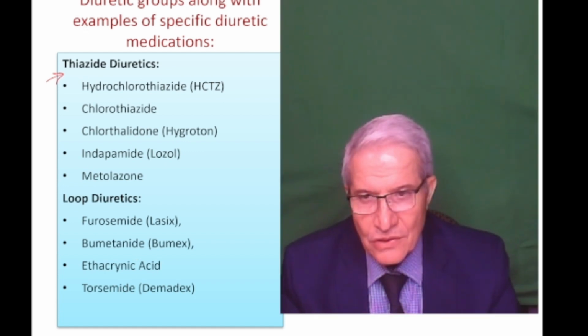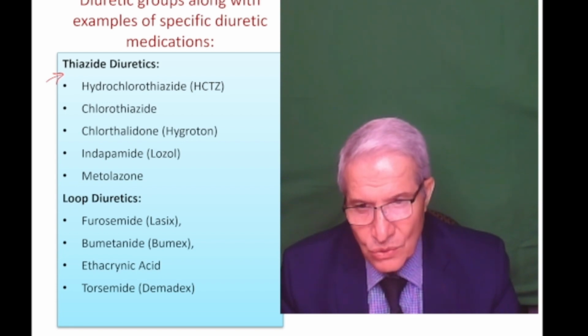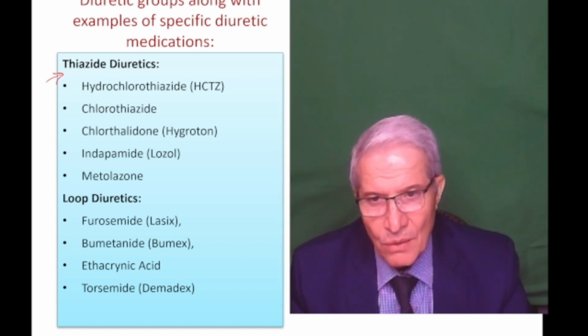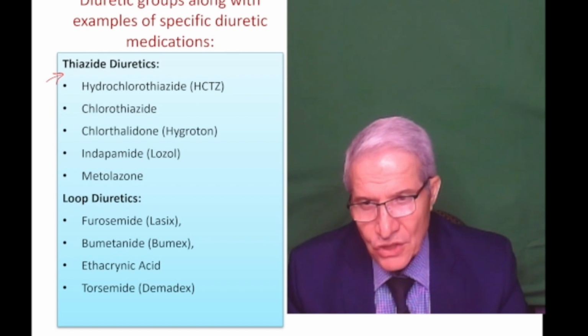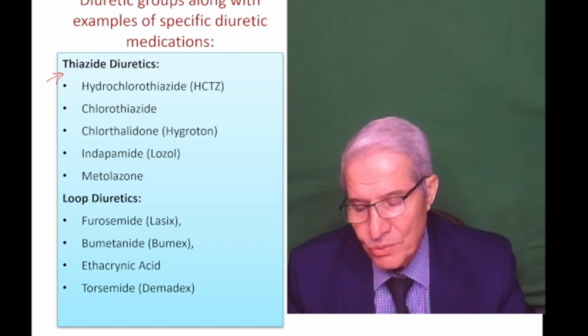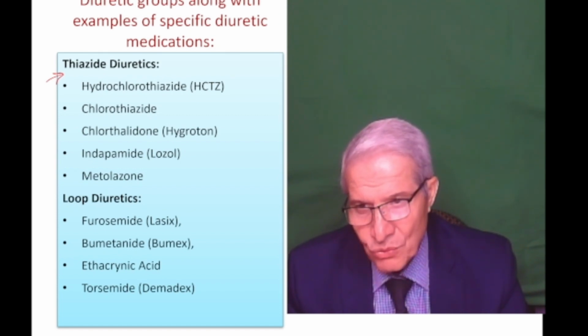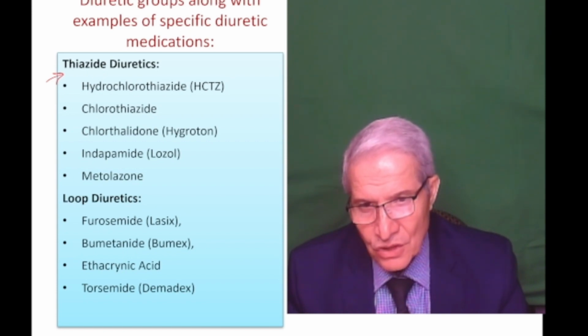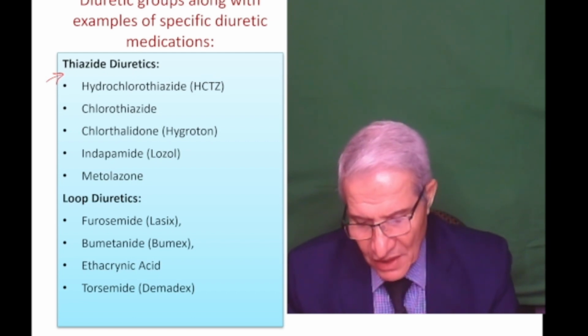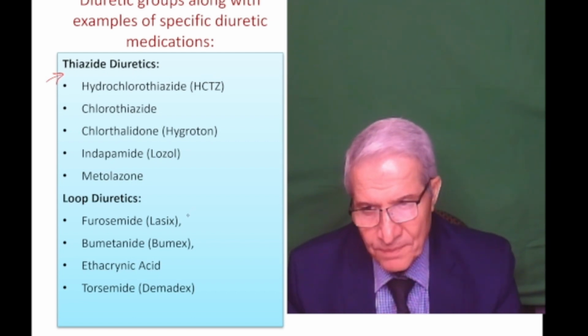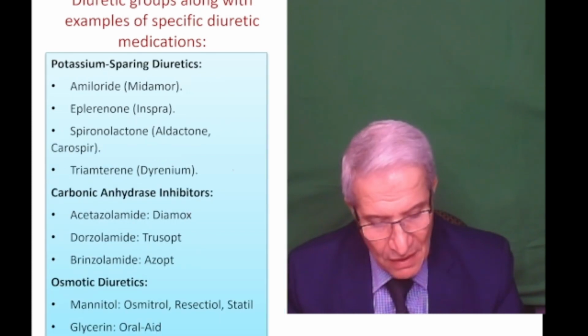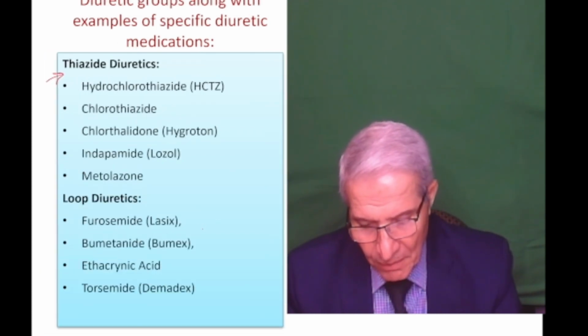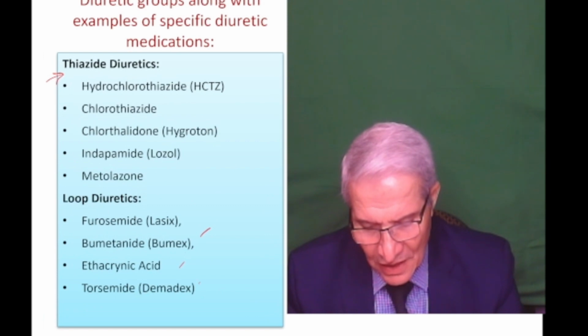Okay, moving to the next slide. In this slide, as you can see, we have 2 groups of medication: thiazide and loop diuretic. For thiazide, we have hydrochlorothiazide, chlorthalidone, chlorothiazide, indapamide, and metolazone. For loop diuretic, we have furosemide, Lasix the brand name, then bumetanide, ethacrynic acid, and torsemide.